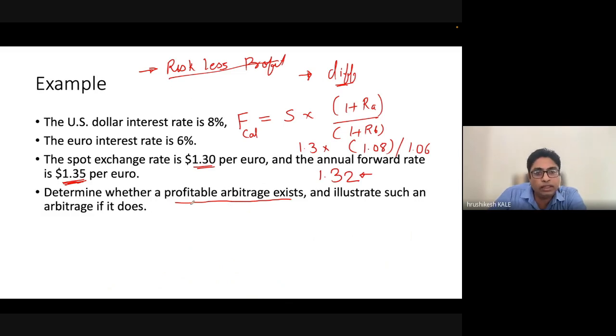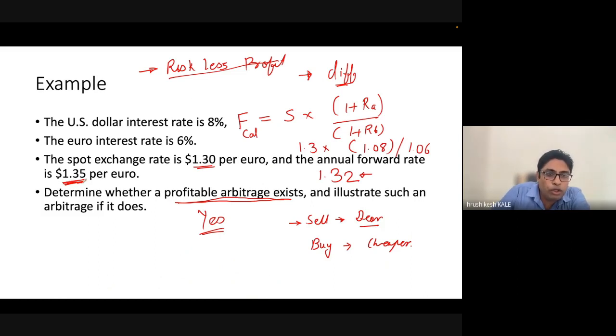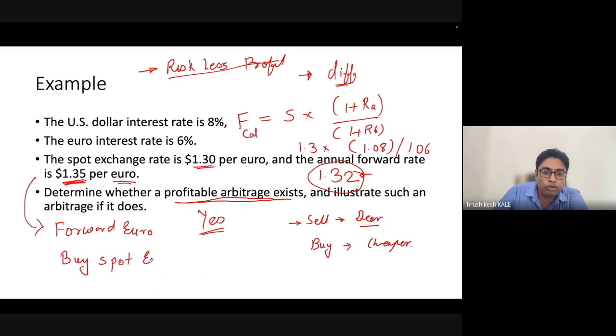So the question is, does profitable arbitrage exist? Yes, profitable arbitrage exists. Now, how can you take benefit of it? The simple rule of thumb is sell what is dearer, buy what is cheaper. Here 1.35 is higher than 1.32. Therefore, I will sell forward base currency, that is euro, and I will buy spot euro.